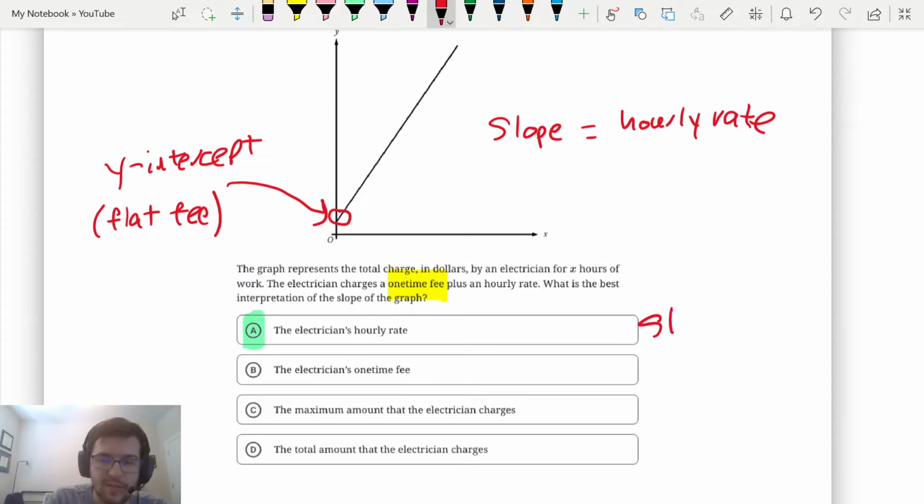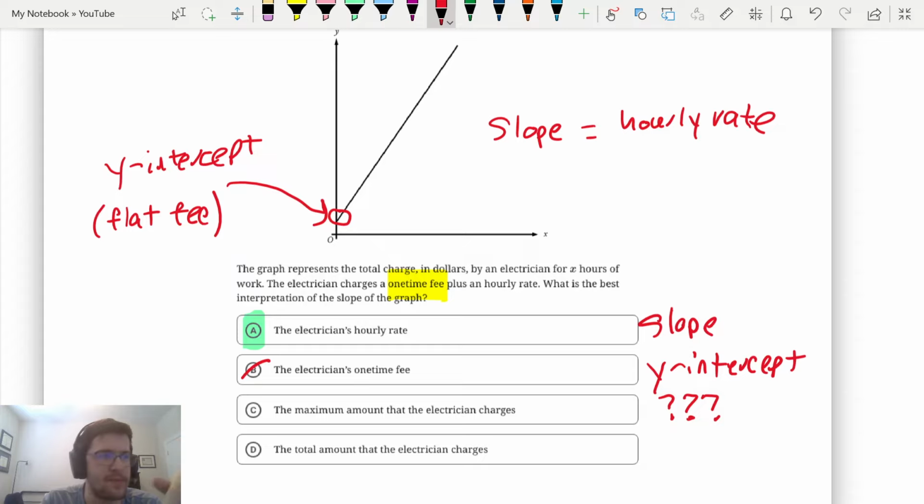So this is the slope. The electrician's one-time fee, that's the y-intercept. We just talked about that, so that's wrong. That's not the slope. C, the maximum amount that the electrician charges. I don't really think such a thing exists. It's a line going up, so there is no maximum. It's just getting bigger and bigger forever. If it were a quadratic function, maybe it would have a maximum, but linear functions don't really have a maximum. So that's wrong. And then it says the total amount that the electrician charges.